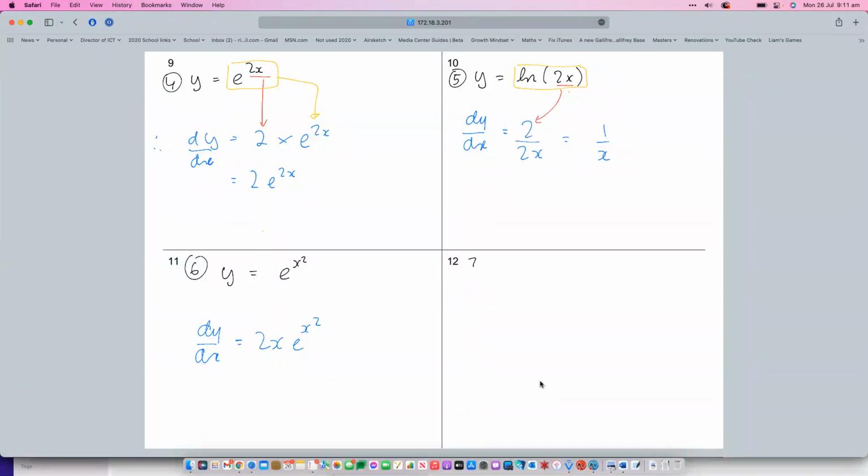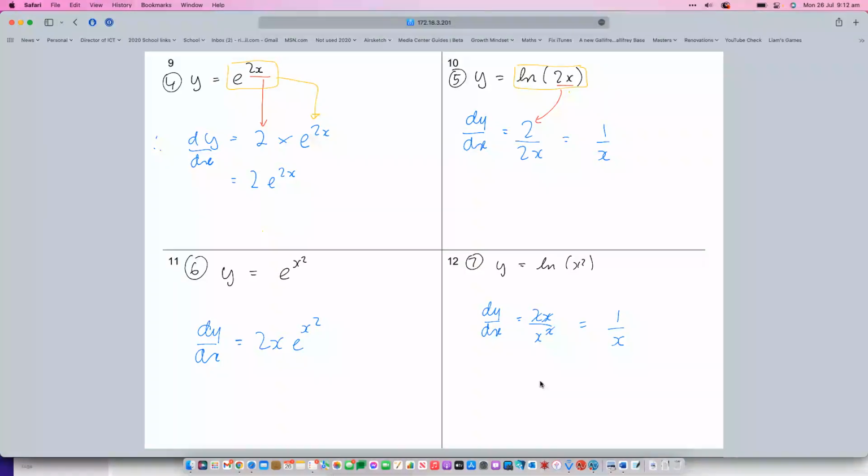And to complete, if we have y is equal to ln x squared, then the derivative is 2x multiplied by 1 on x squared. One on x.